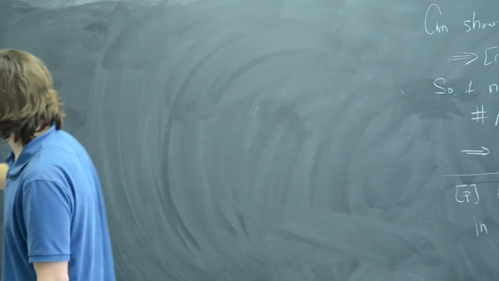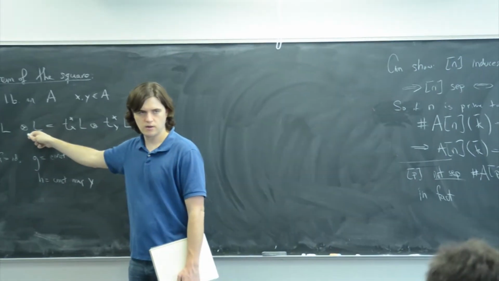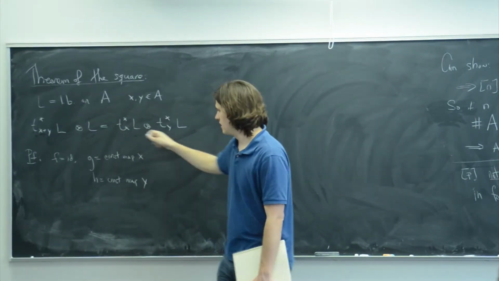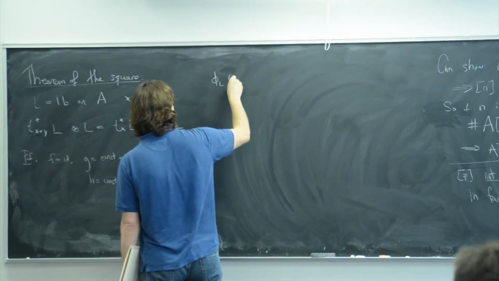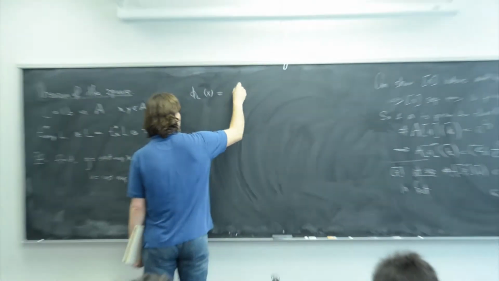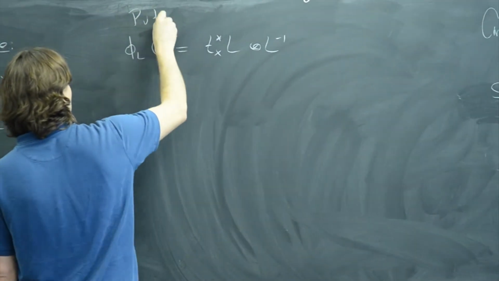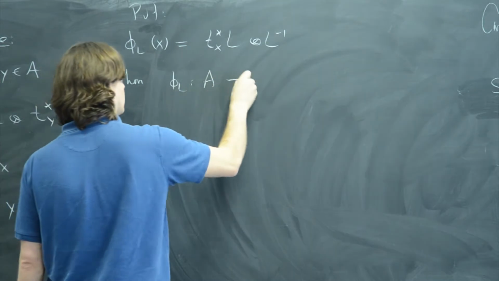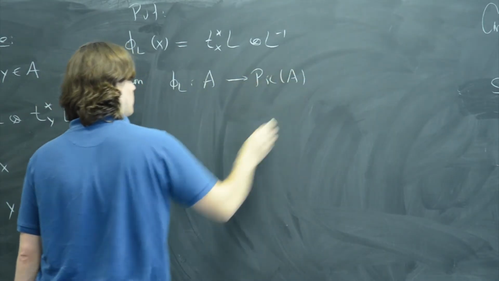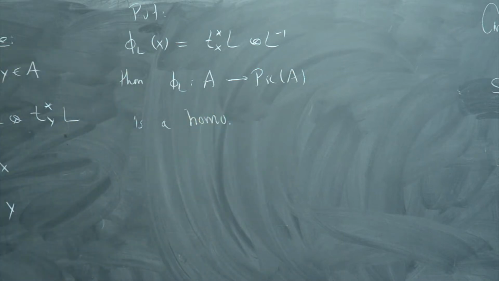And so you see that if you tensor each side here with L to the minus 2, this is going to turn into L to the minus 1. You can put an L to the minus 1 here and an L to the minus 1 here. So that means that if we define phi sub L of X to be the pullback by translation tensored with L inverse, then this thing regarded as a map from A to Pic of A is a group homomorphism. So that's basically equivalent to this theorem of the square.